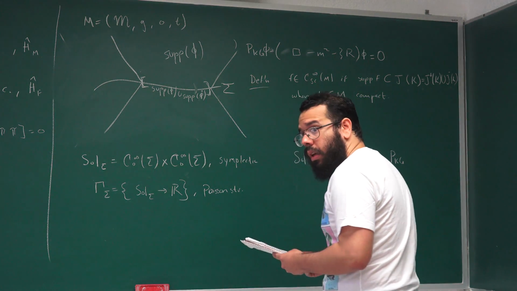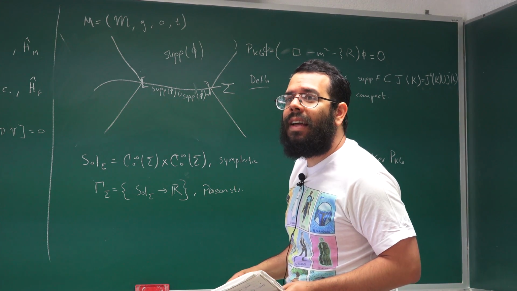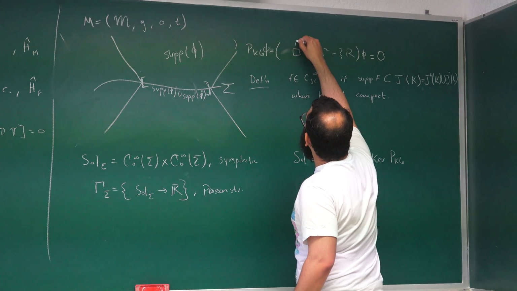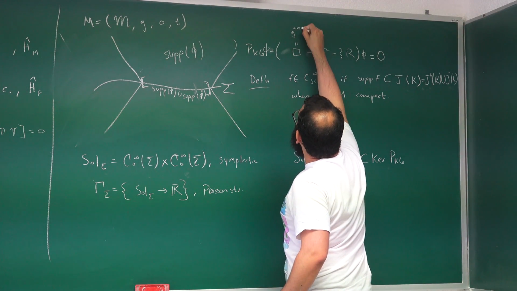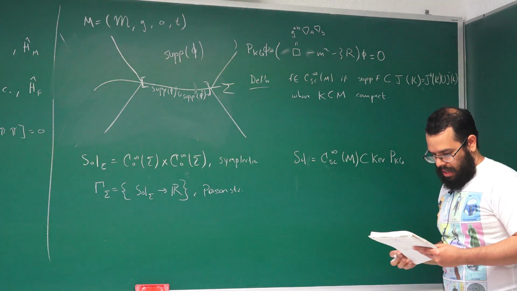The box is just the D'Alembertian. Yes, but with that metric, right? Yes, of course. So this is g_ab. Yes.